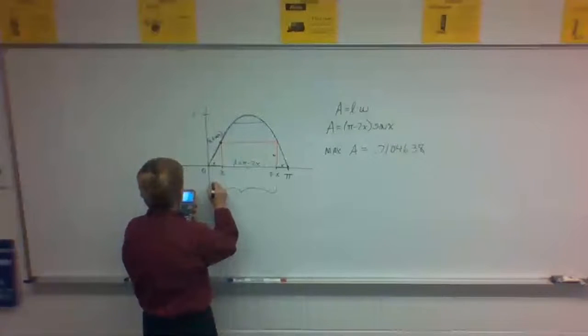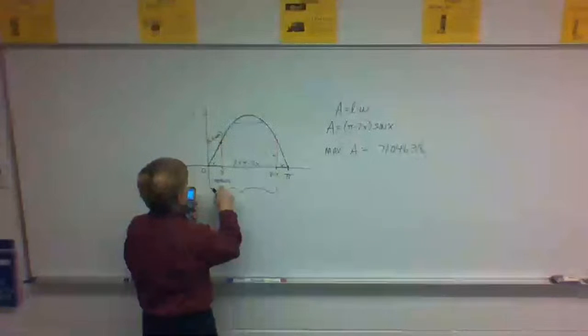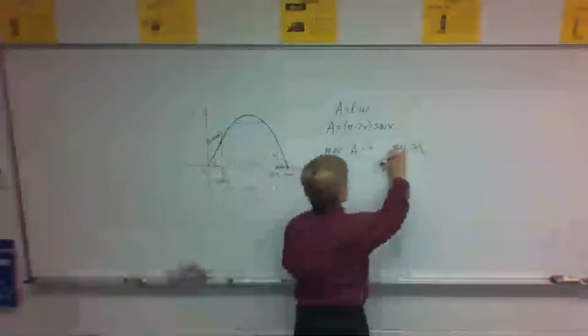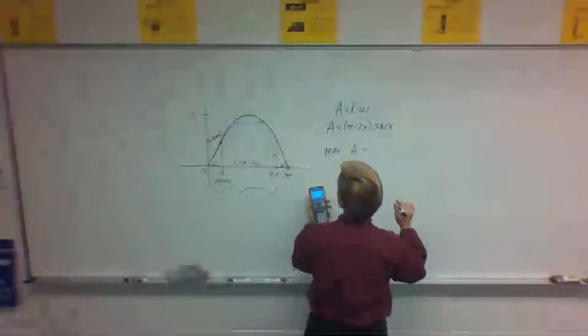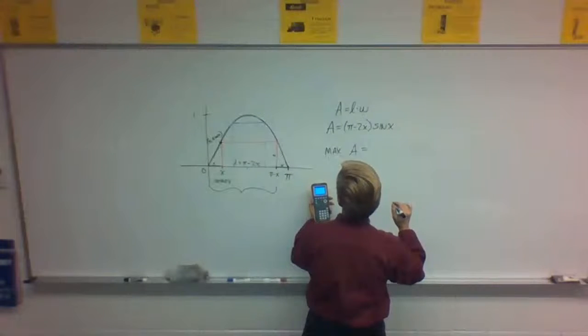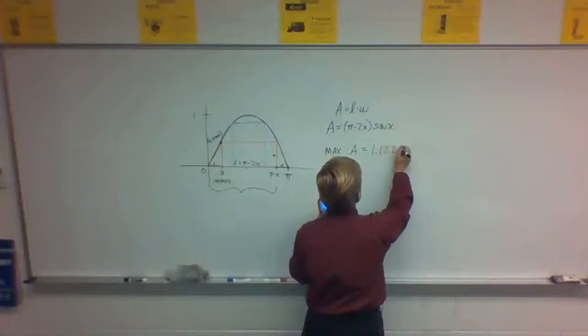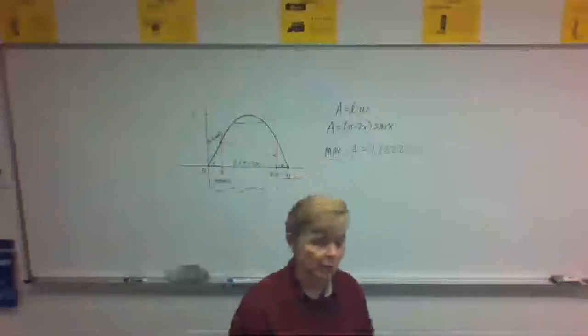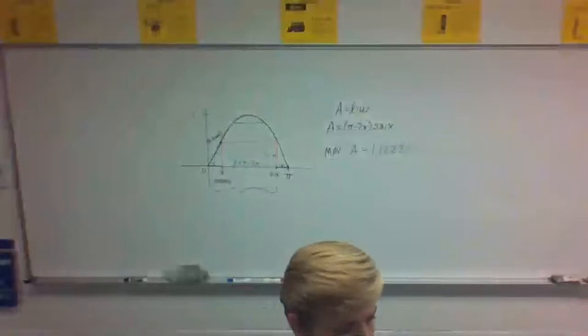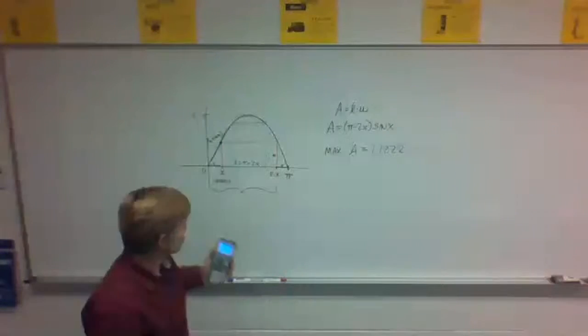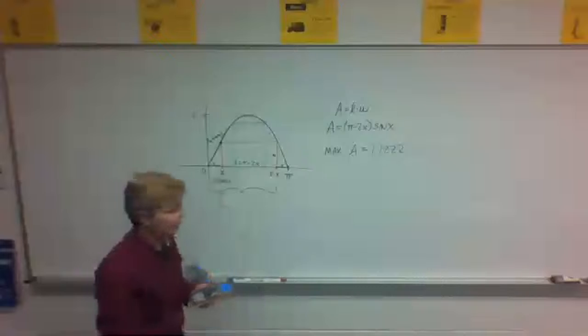This right here is 0.7104638. This is not this. This is the A, which is 1.1222. It's the y value, that's the area. My mistake. Yeah, we just have to plug this in. You following that? Yeah. But it's important also with the x because we still have to answer the dimensions problem.